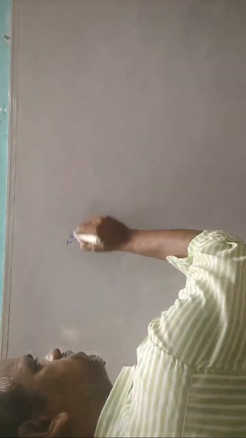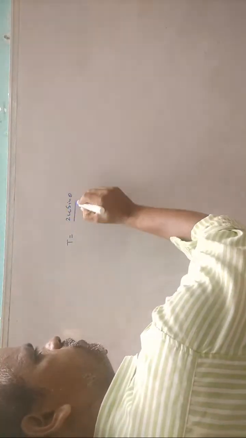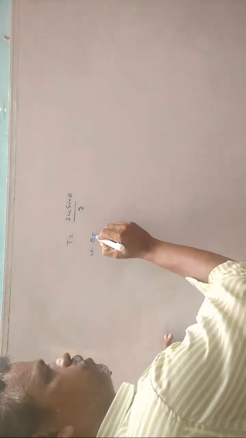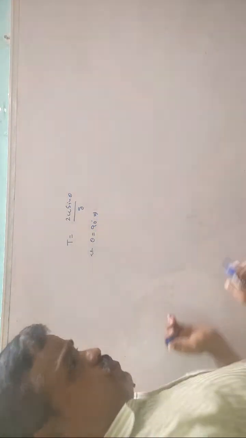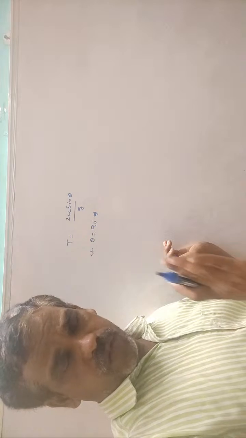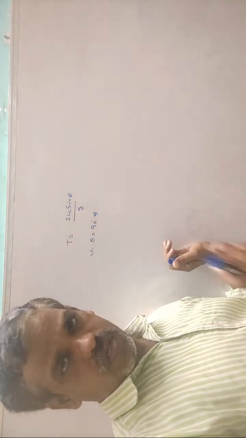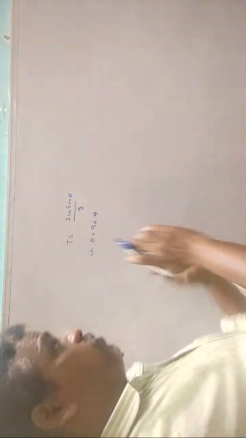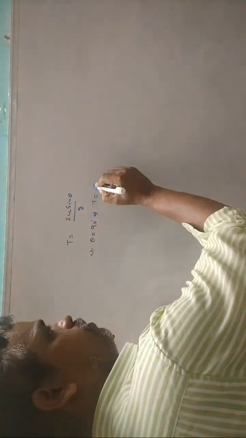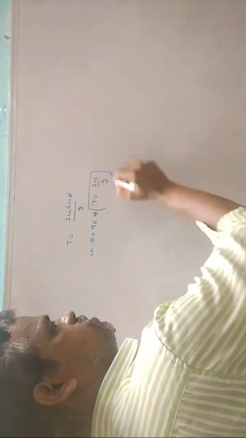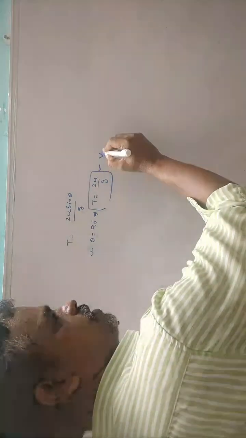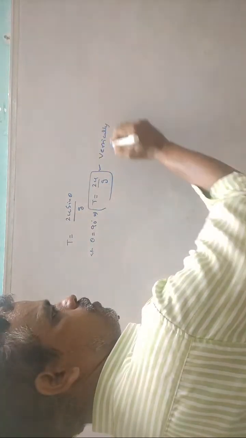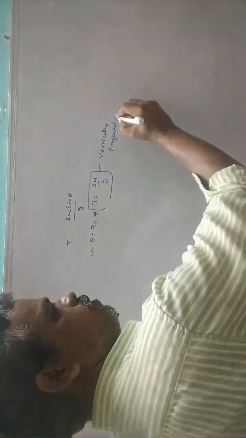Total time of flight: we have the formula 2u sin theta by g. You just calculate at theta equal to 90. If we project a body perpendicular to the surface, perpendicular to the earth, what will the total time of flight become? 2u by g. Theta is 90, that means sin 90 is equal to 1, so 2u by g. This is equal to a vertically projected body going up.